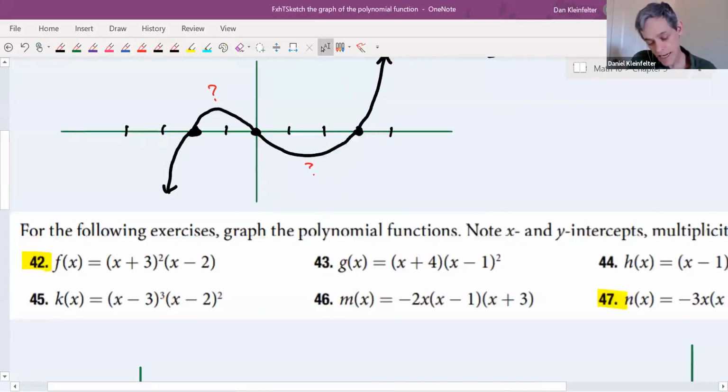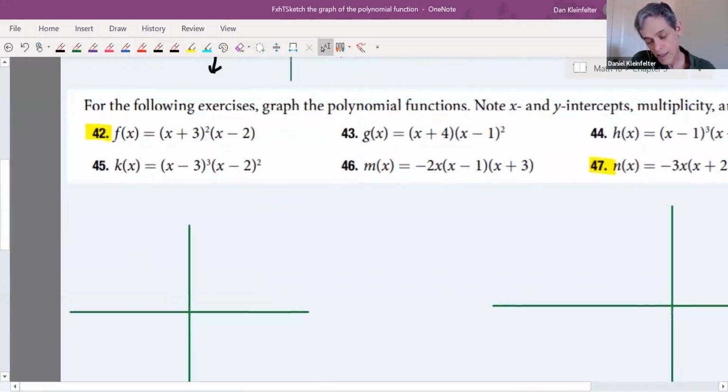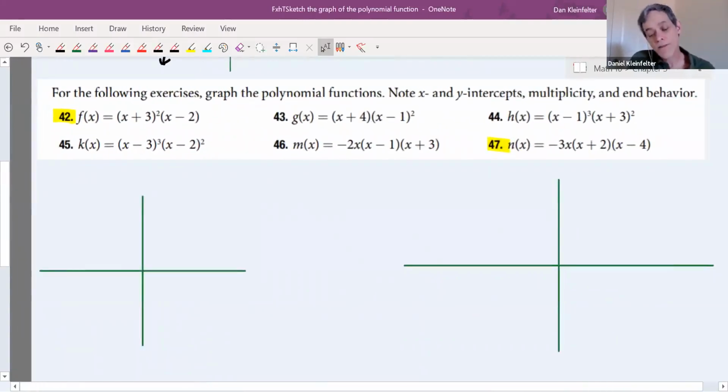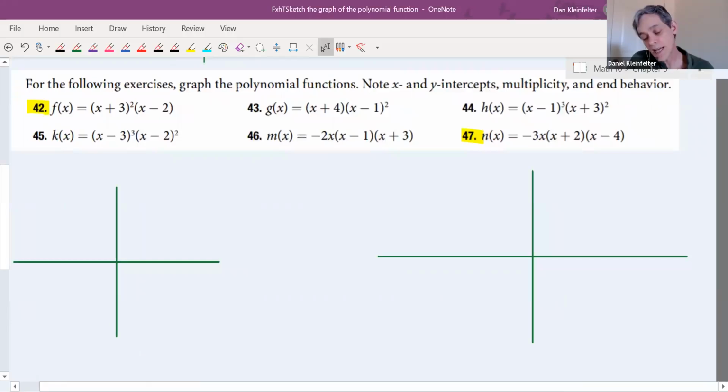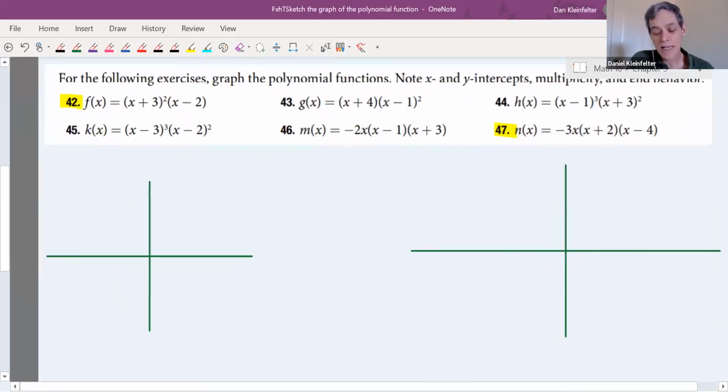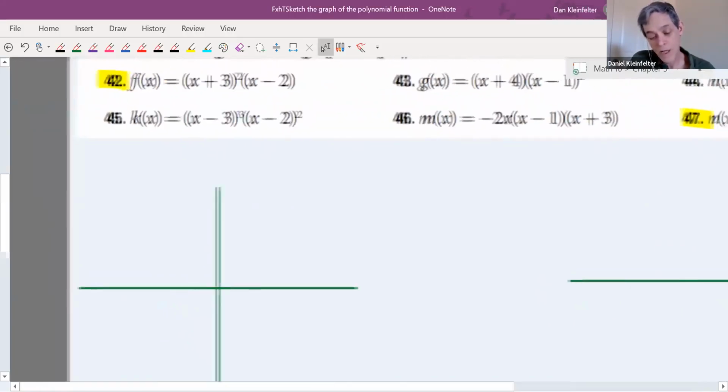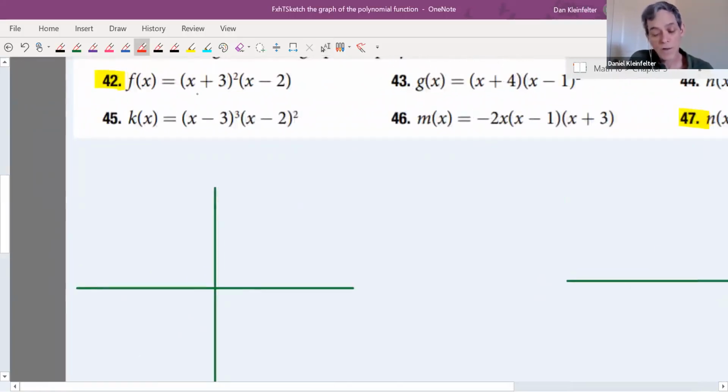Let's try that again two more times, and read the whole directions. It says graph the polynomial functions. We're going to note the x and y intercepts, multiplicity, and end behavior, so we'll have all that on our graph. Here we'll do number 42. This one has (x plus 3) squared and (x minus 2). So this one has a zero at negative 3 and at 2.